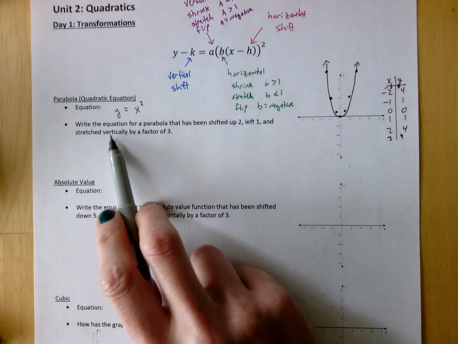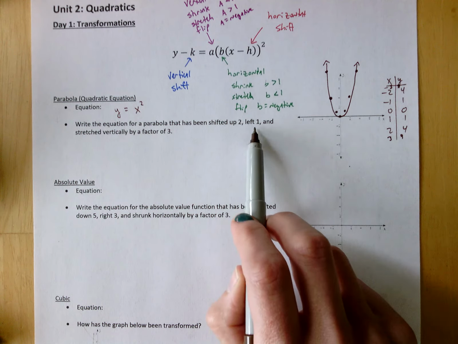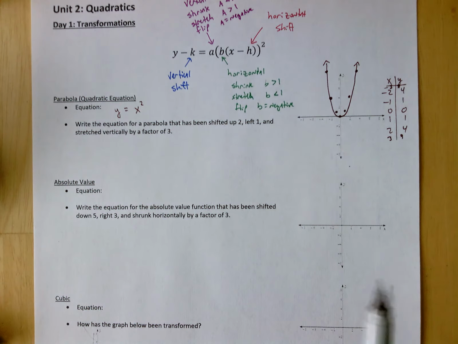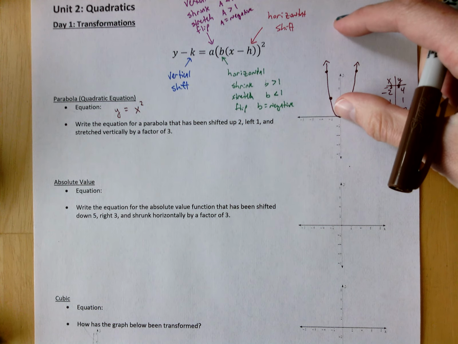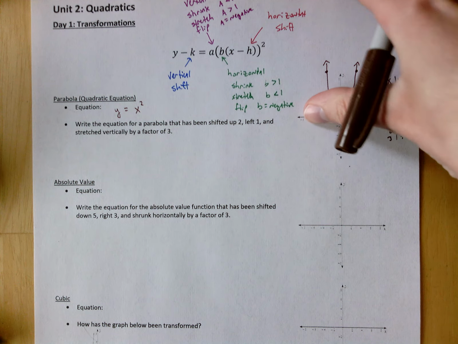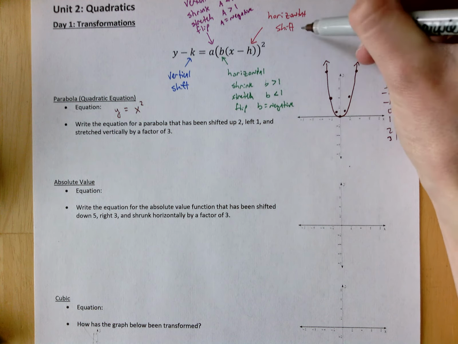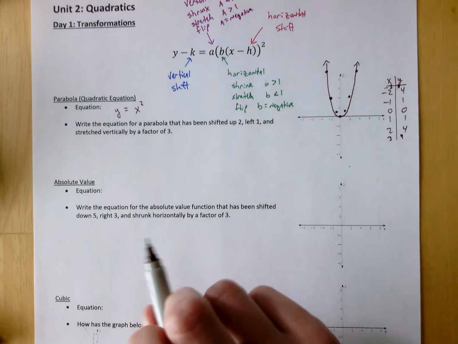Now here they want you to write the equation for a parabola that's been shifted up 2, left 1, and stretched vertically. So thinking about what that's going to do to this graph, it's taking this graph, we're moving it up 2 to the left 1, and then we're stretching it vertically. So this is going to be a taller, skinnier parabola that's going to be over here. What's my equation going to look like?